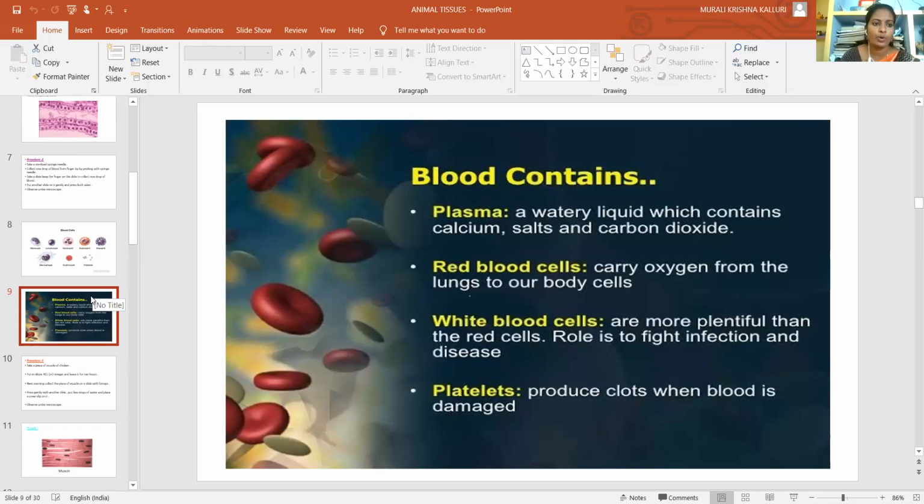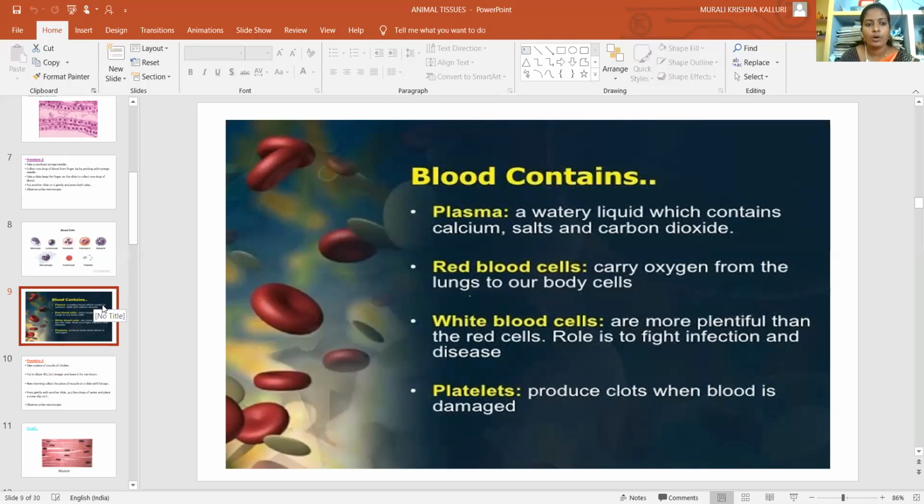We all know about the plasma. It is a very watery fluid. It contains calcium, salts, and carbon dioxide. It is present in our blood.